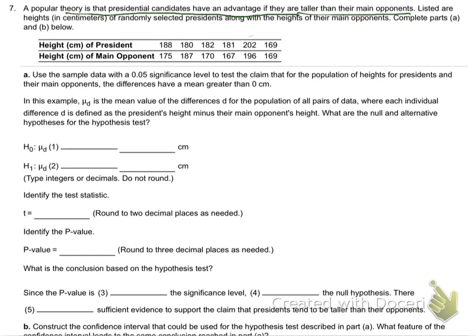Or are they matched in some way? Clearly they're matched, right? This is a president and his main opponent. This is another president that won the election and his main opponent that lost to him. This is another president and his main opponent. They're matched. So these are matched pairs.